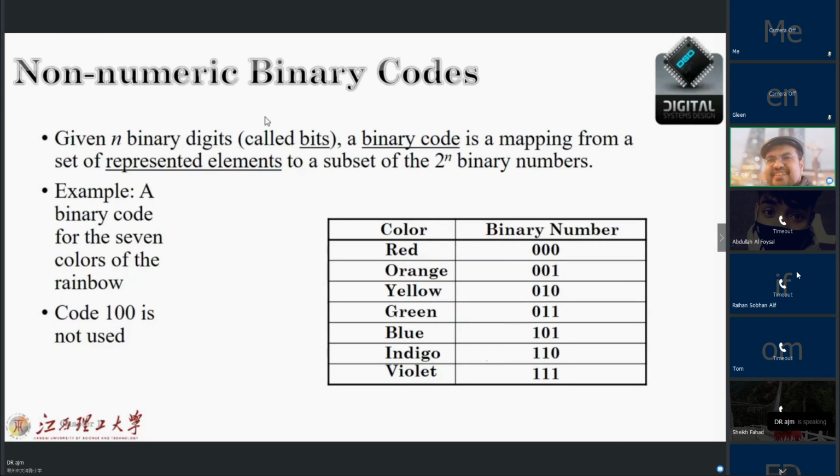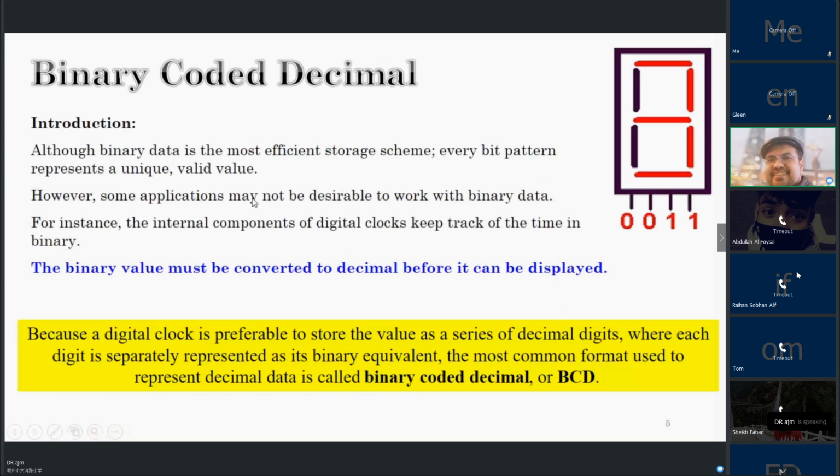Remember the war, remember the coding, remember sending the message. Then maybe you will see that the relation between the binary and non-numeric system is better. Anyway, but what about binary coded decimal, which people call BCD?